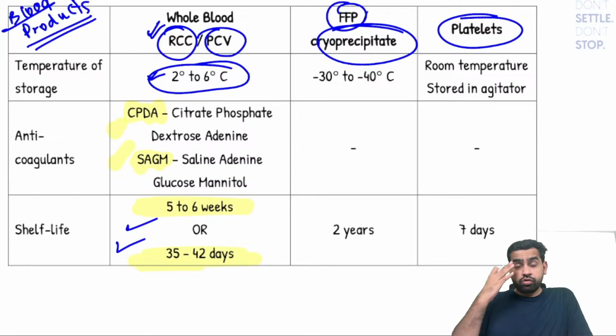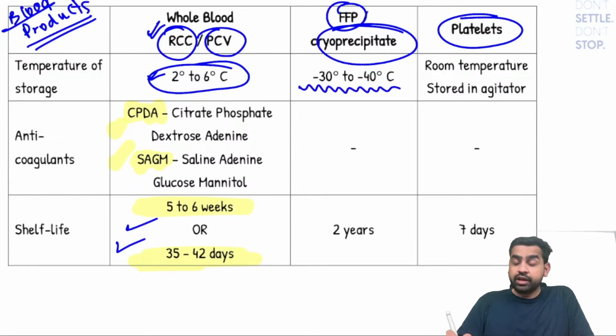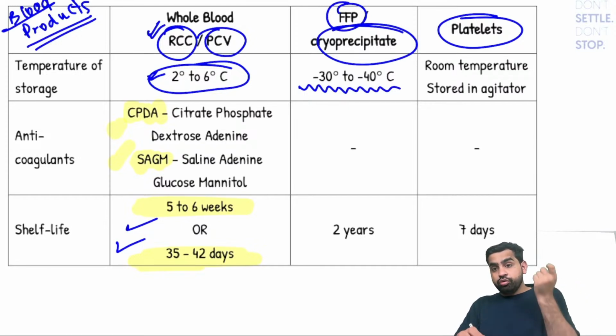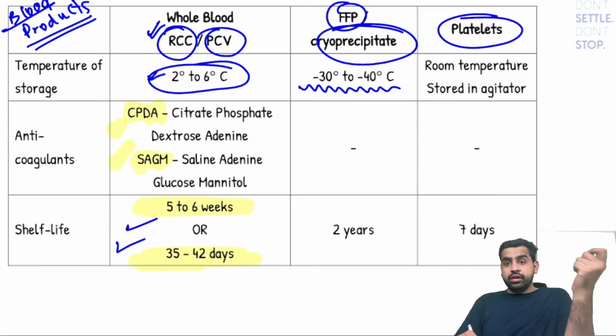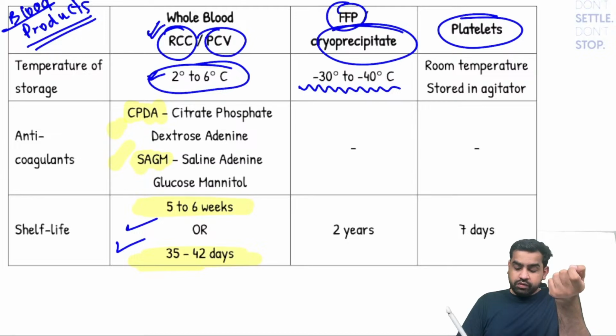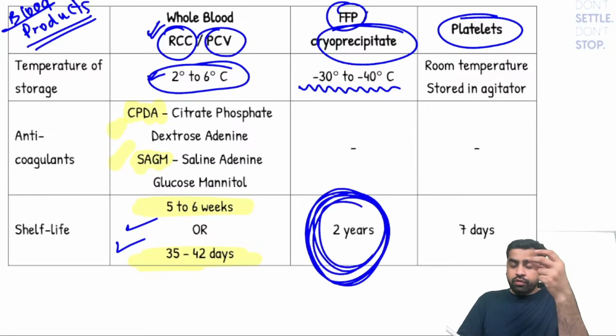Now, what about the fresh frozen plasma and the cryoprecipitate? This is stored at minus 30 to minus 40 degrees Celsius. At what temperature do you store it? You store it at minus 30 to minus 40 degrees Celsius. For how long can you store it? You can store it for 2 years. Minus 30 to minus 40 degrees Celsius for 2 years. Cryoprecipitate, fresh frozen plasma.